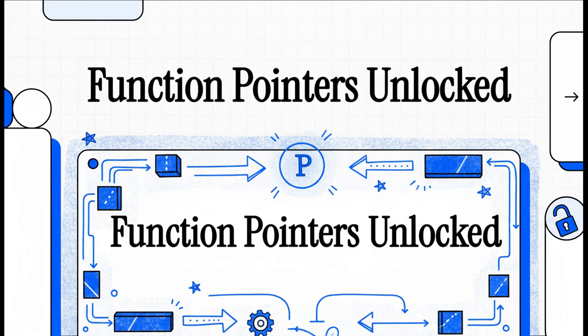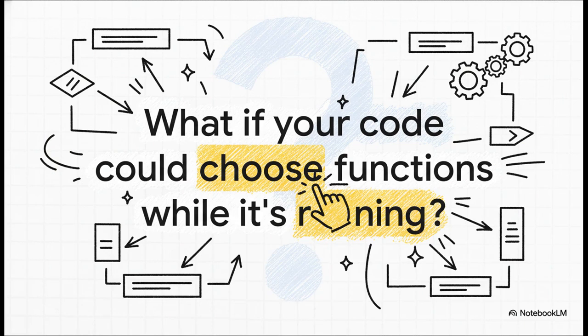All right, today we are diving into a really cool concept, something I like to call a secret weapon for writing flexible, dynamic code. We're talking about the function pointer. Now, I know it sounds a little intimidating, but trust me, it's an idea that can totally change the way you build software. So let me just start by asking you this.